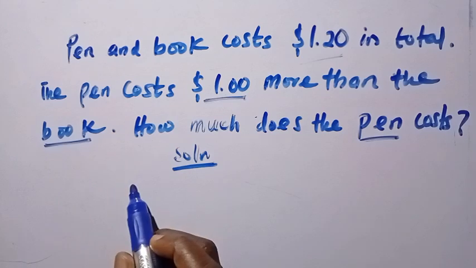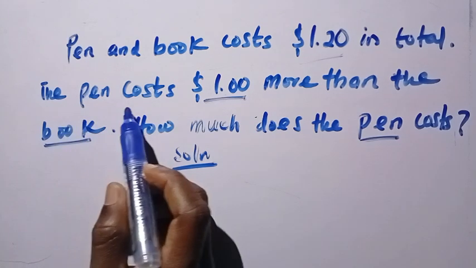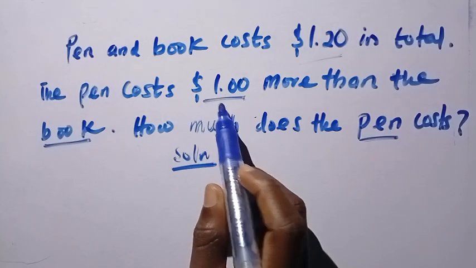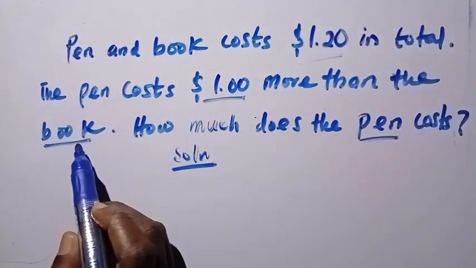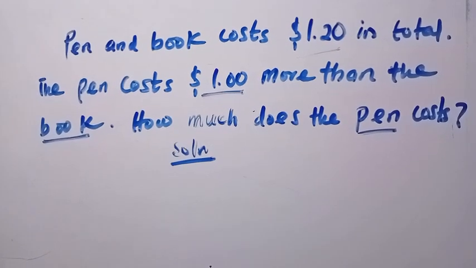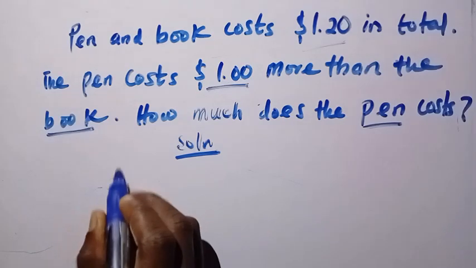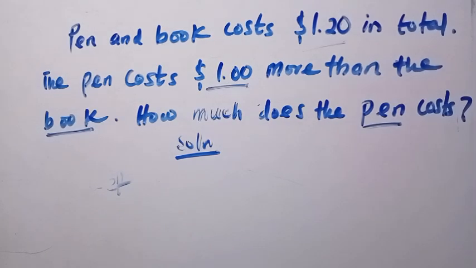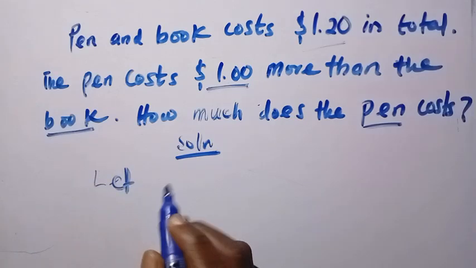Since the sum of the pen and the book costs $1.20, and the pen costs $1 more than the book, suppose we don't know the price of the book. If we let the price of the book be a letter, it's because I'm going to solve this by algebra.